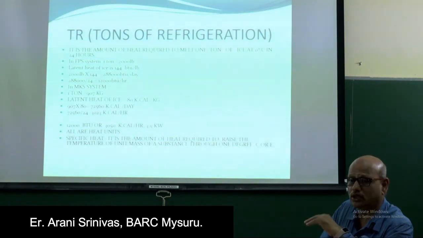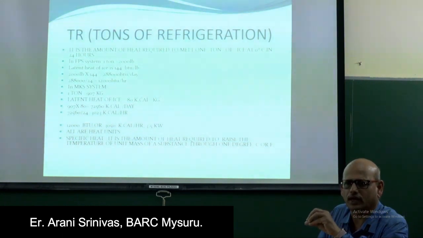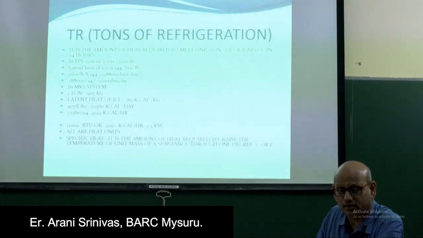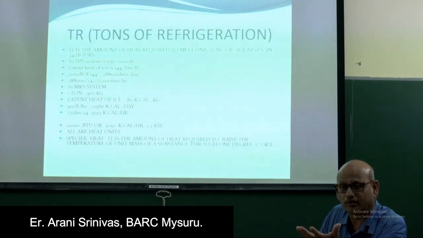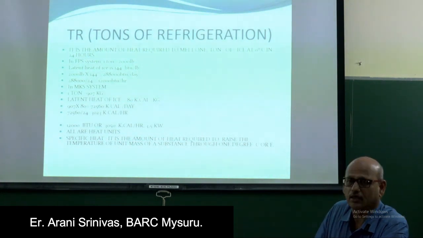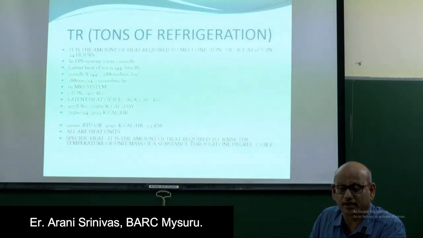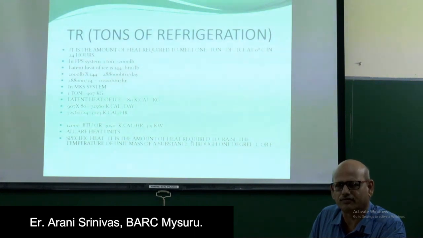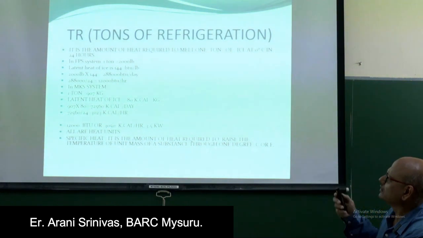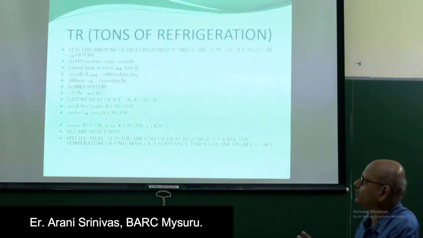It's nothing but when you keep 1 ton of ice in a room, an enclosed area, where the temperature has to be maintained at 0 degree centigrade, leave it for 24 hours, it should convert to water. So the amount of heat required to melt 1 ton of ice in 24 hours at 0 degree centigrade is called 1 ton of refrigeration. This is the unit which we follow in air conditioning and refrigeration. It is the amount of heat required to melt 1 ton of ice at 0 degree centigrade in 24 hours.